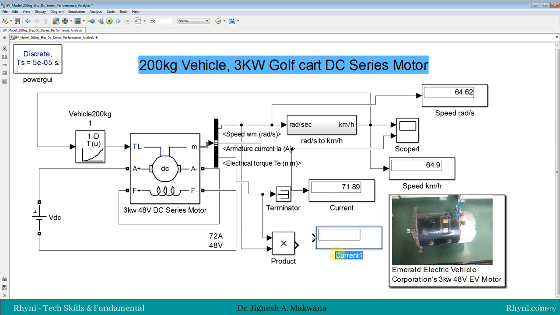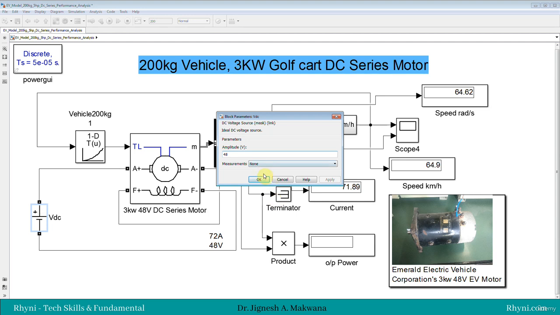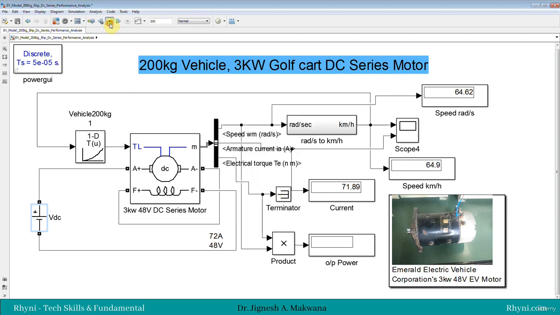Name it power, or output power. This is mechanical output power. Let's run it. Here is 48 volt DC.